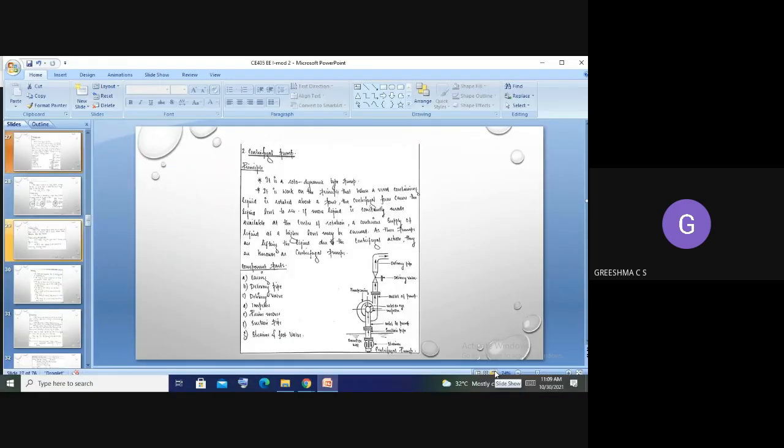Otherwise, it is very useful because you can pump water to different heights. You should study this cross section; this cross section is very important.